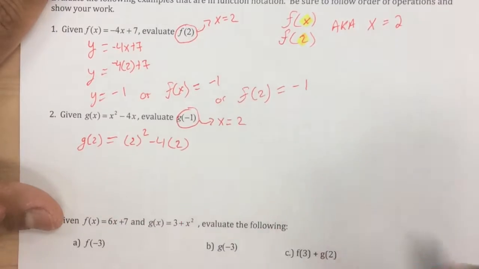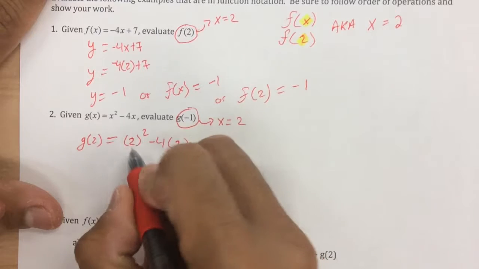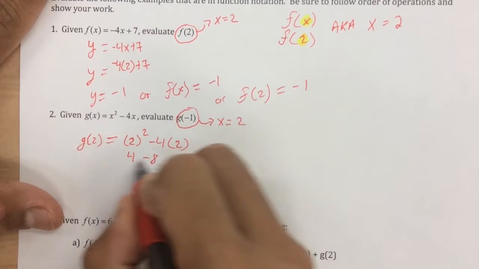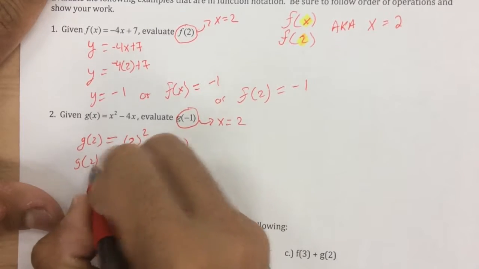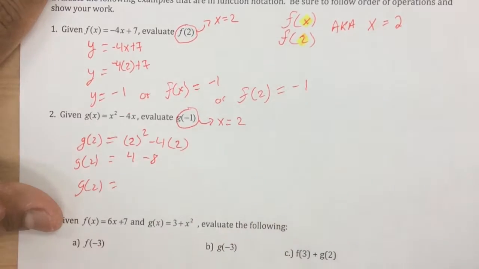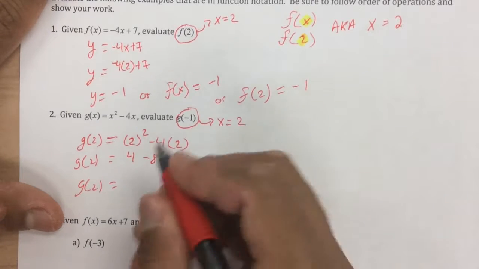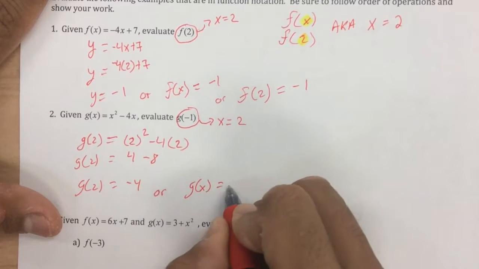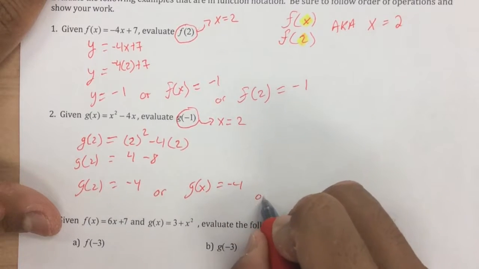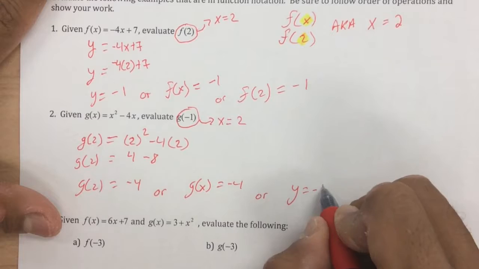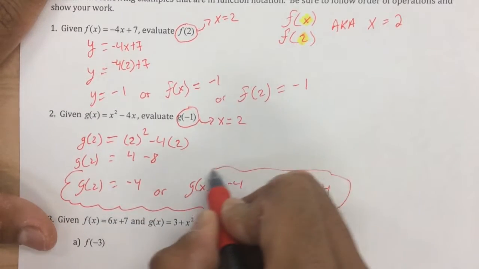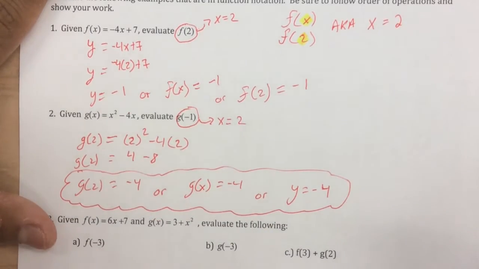negative 1 goes into the places where the x's are at. So that means we have negative 1 squared, which is 1. Negative 4 times negative 1 is 4. So g of negative 1 equals 1 plus 4, which is 5. There's your answer. Or you can say g of x equals 5. Or you can say y equals 5. Okay? So all of these are valid answers.